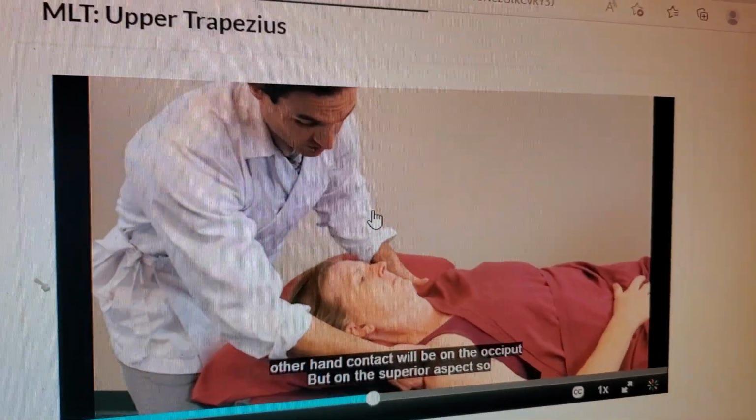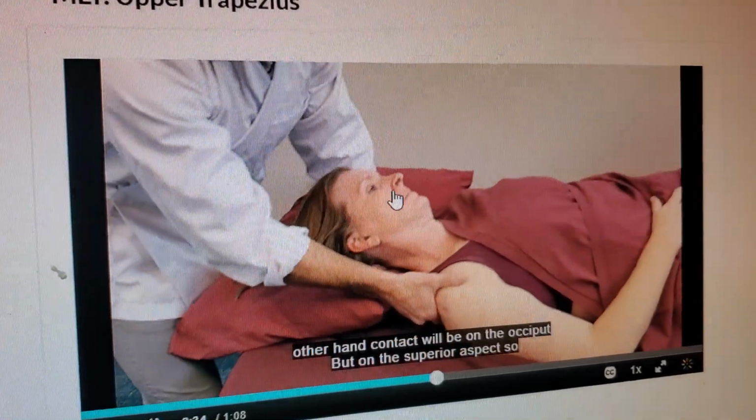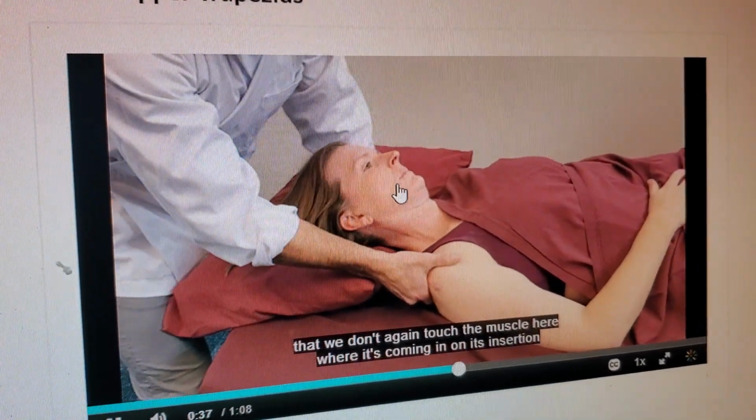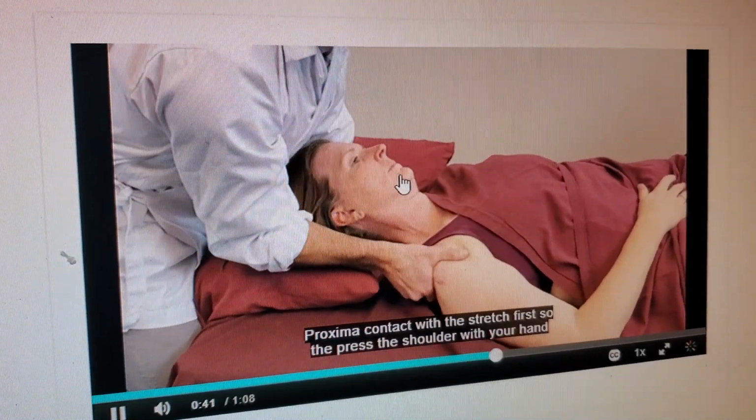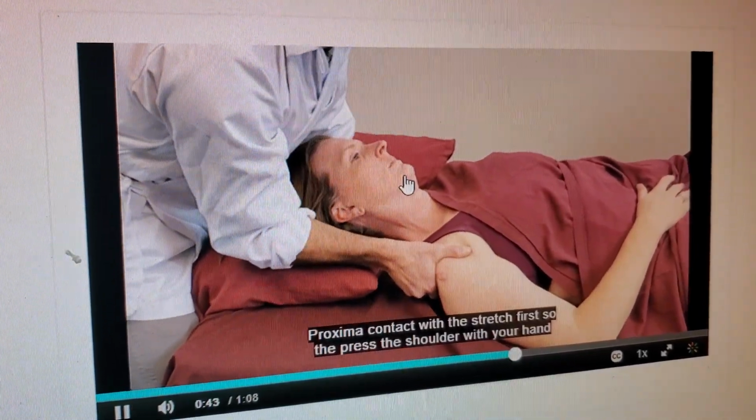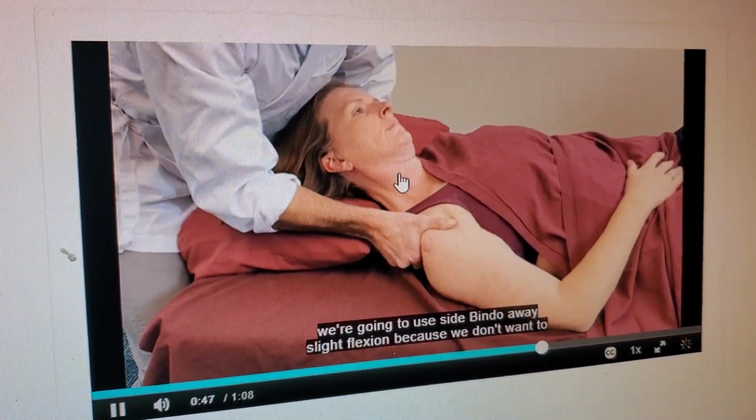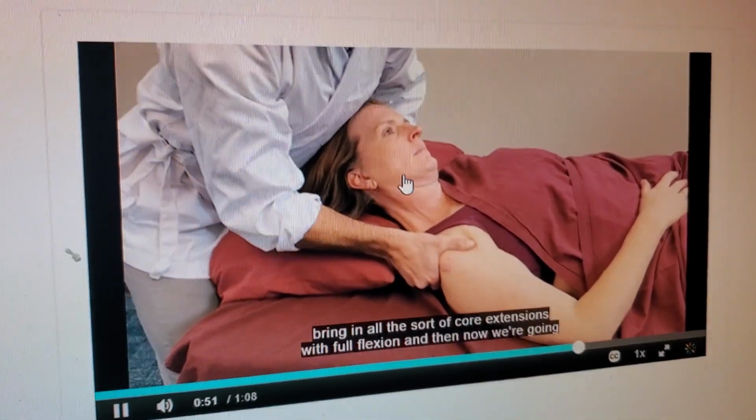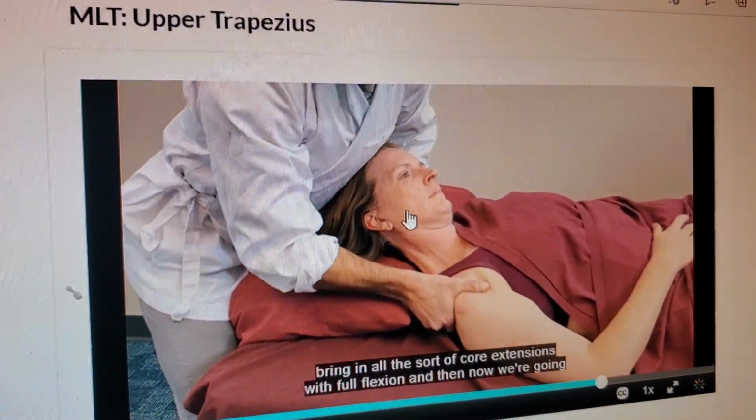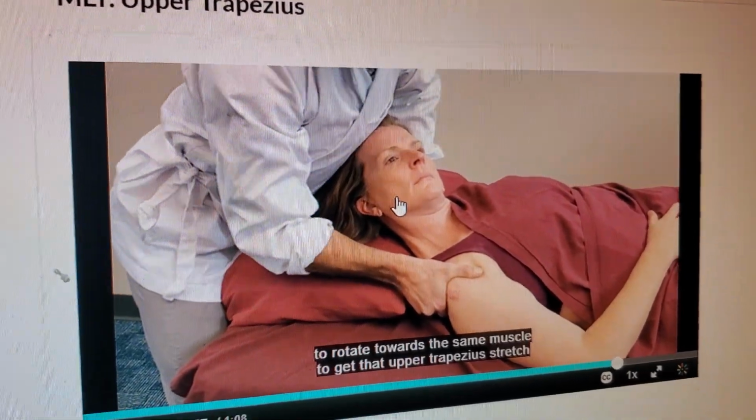Our other hand contact will be on the occiput, but on the superior aspect so that we don't, again, touch the muscle here where it's coming in on its insertion. Proximal contact will be stretched first, so depress the shoulder with your hand. We're going to side bend away, slight flexion because we don't want to bring in all the cervical extensors with full flexion. And then now we're going to rotate towards the same muscle to get that upper trapezius stretch.